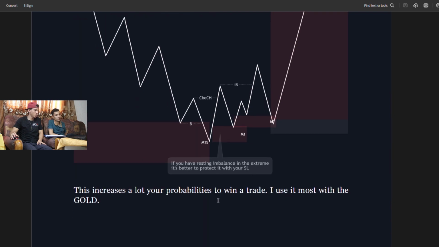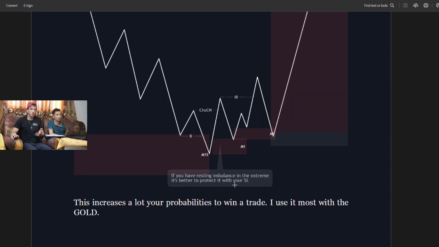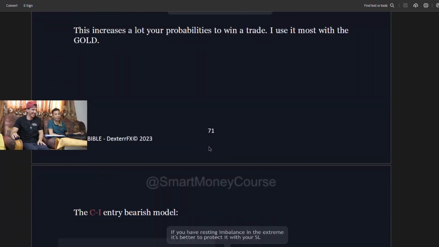To increase the probability of winning a trade, this strategy is used most with gold. I haven't traded gold myself, I think I have more losses on gold. I mean, to the point of using the C1 strategy, because I know those losses can speak a different story.